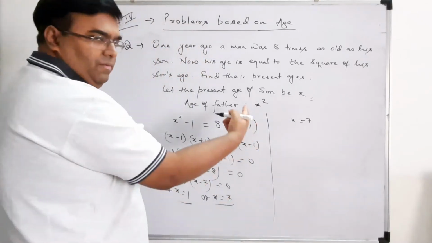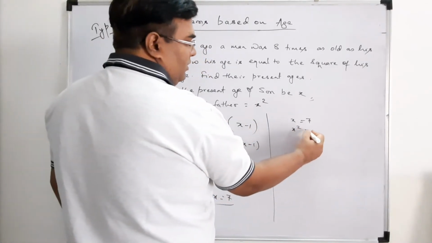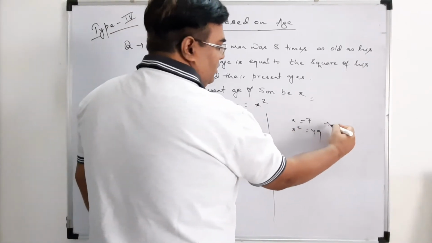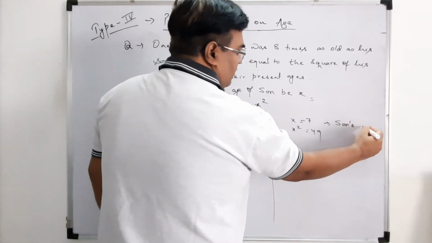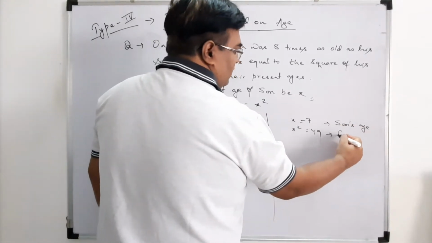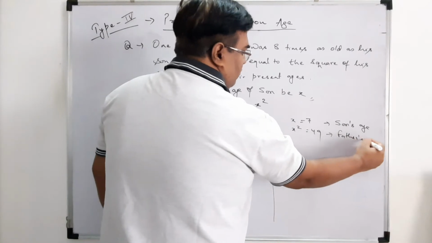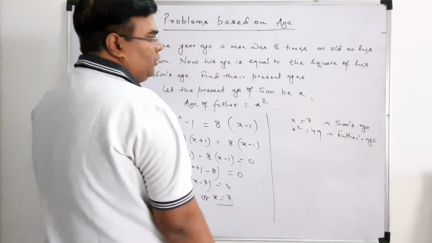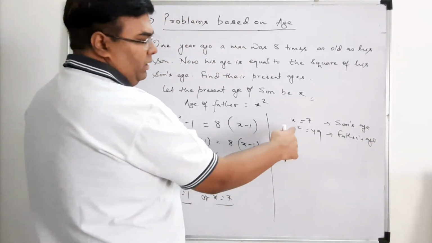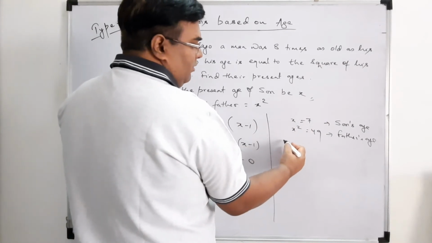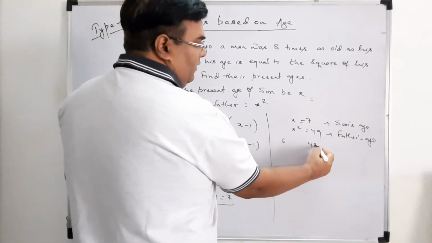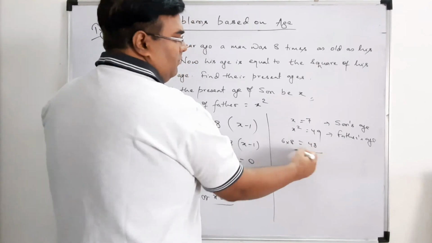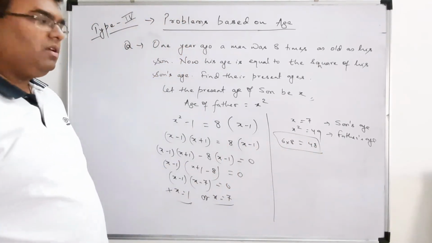So what will be the father's age? This is my son's age, this is my father's age. Okay, you can confirm also that 1 year ago the son's age will be 6 and the father's age will be 48. Confirmation is also there, right?